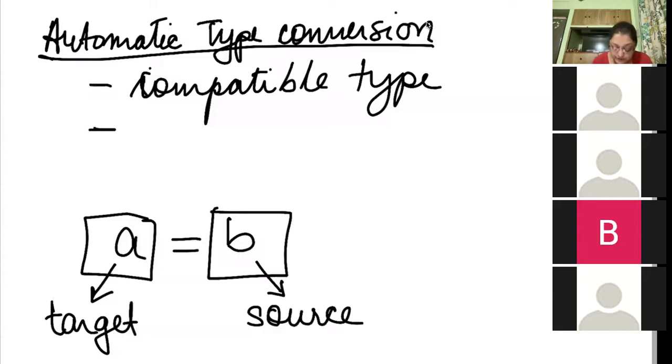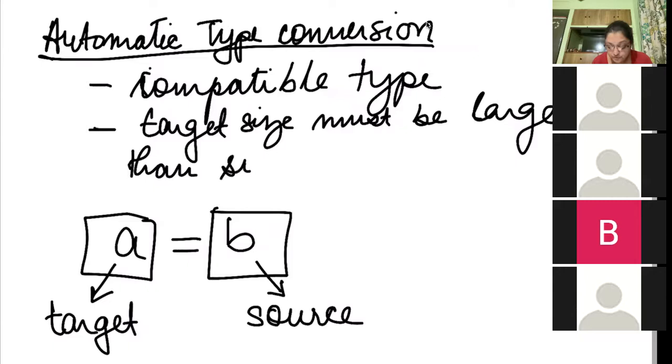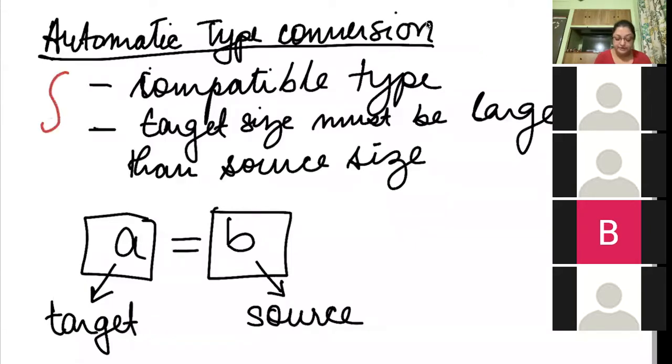So the target size must be larger than the source size. For automatic type conversion, both these conditions are important. You need to satisfy both these conditions.